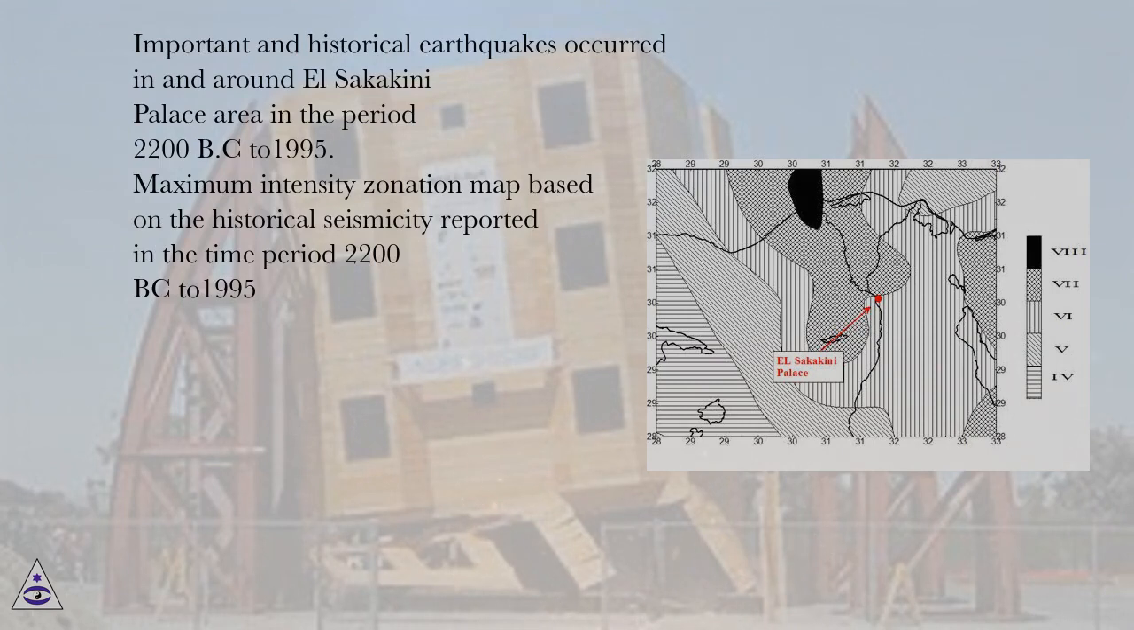Important historical earthquakes occurred in and around al-Sakakini Palace area in the period 2200 BC to 1995. Maximum intensity zonation map based on the historical seismicity reported in the time period 2200 BC to 1995.